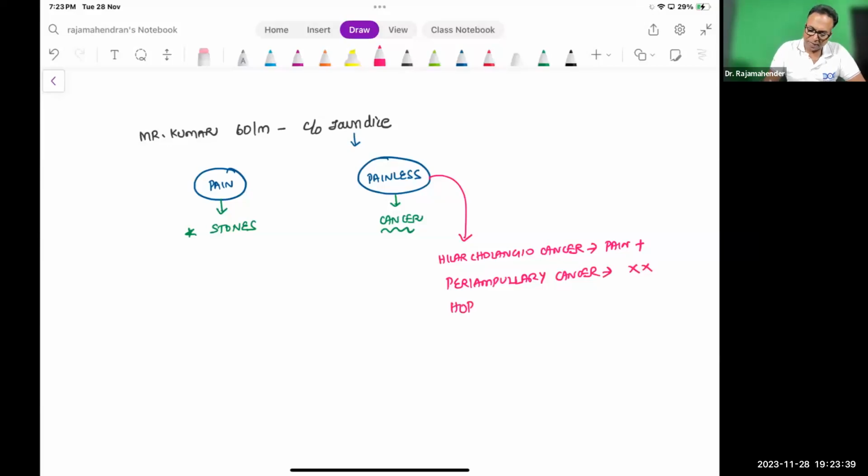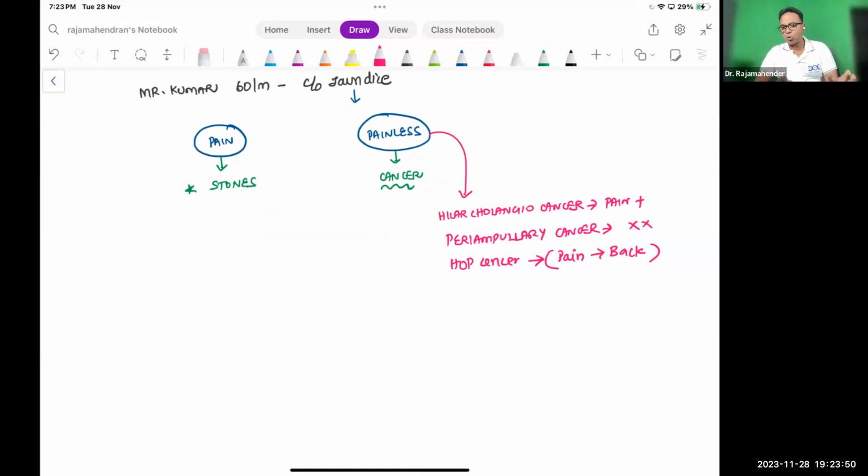Head of pancreas cancer, I already told you, also has pain, pain in the epigastric region radiating to the back. So pain is present in stones, in hilar cholangiocancer, and in head of pancreas. Which cancer has no pain? It is periampullary cancer, which usually does not have any pain. So this is very important.